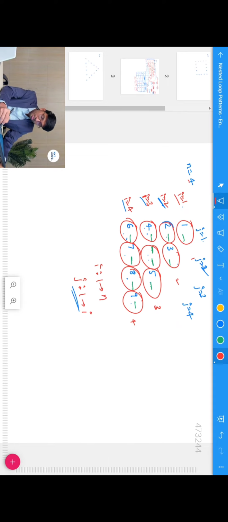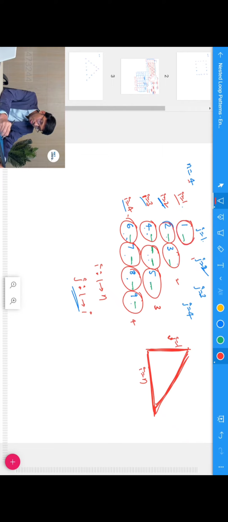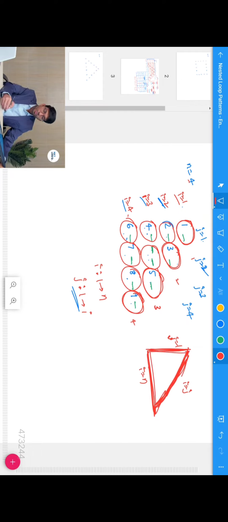If you are on the border, that means if you are on the first column, which is j equal to 1, or if you are on the last row, which is i equal to n, or if you are on the diagonal, like here this is 1 comma 1. This is second row, second column. This is third row, third column. This is fourth row, fourth column. That means here i will be equal to j. So if i equal to j, that means we are on this line. So if you are on this line or this line or this line, we'll have to print a number. If not, we'll have to print the spaces.